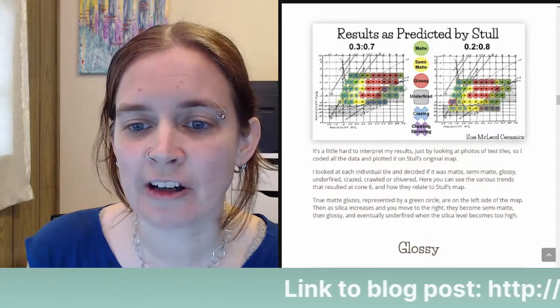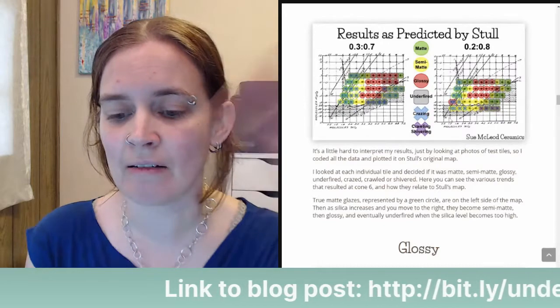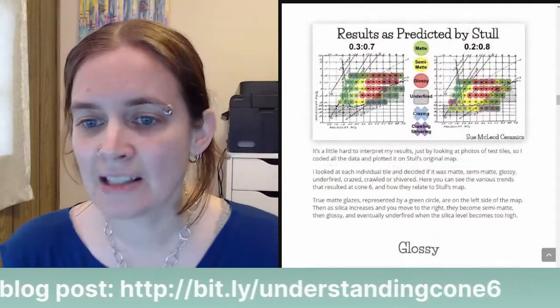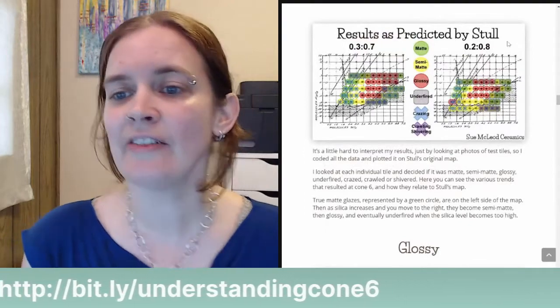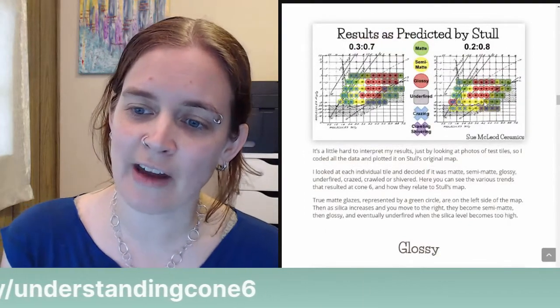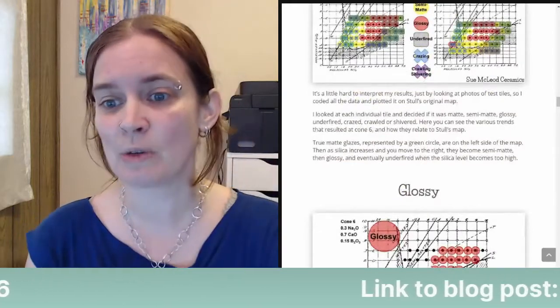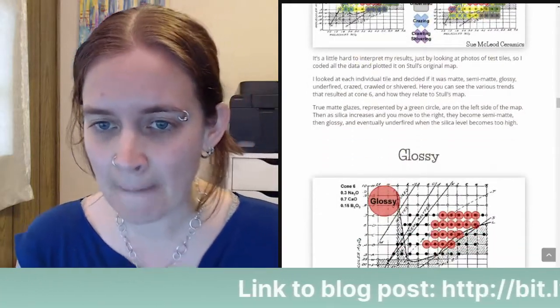And then we've got some crazing, and I'm going to break all of this down in the future, so it's going to look much clearer. And so we've got 0.3 to 0.7 on the left, 0.2 to 0.8 on the right. And so it's interesting, and I'll describe the differences between the two flux ratios in a minute.